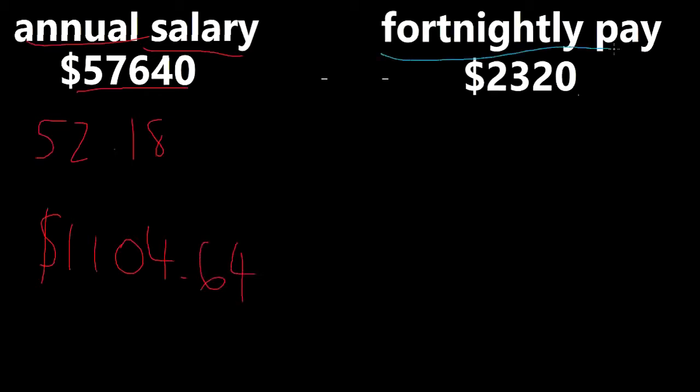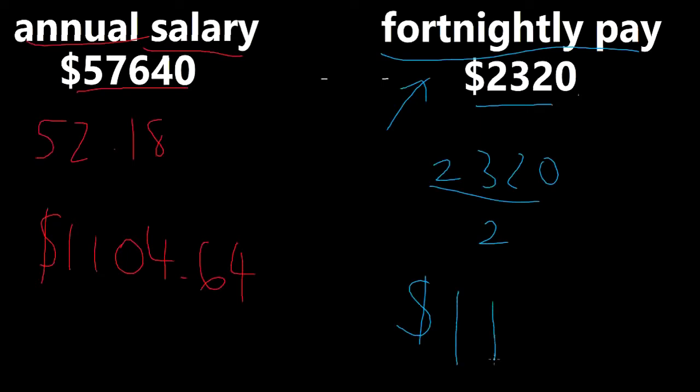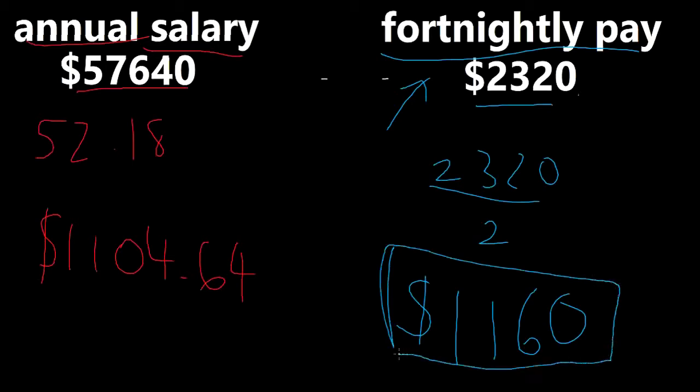The other job is getting fortnightly pay, so it's not a salary, so we don't need to worry about any tricky business. But that means we're getting paid for 2 weeks of work this amount of money. So we simply just go 2,320 divided by 2, and that'll give us $1,160. So as we can see, the fortnightly paid job, the one in the city, is going to be getting paid more than the annual salary job.